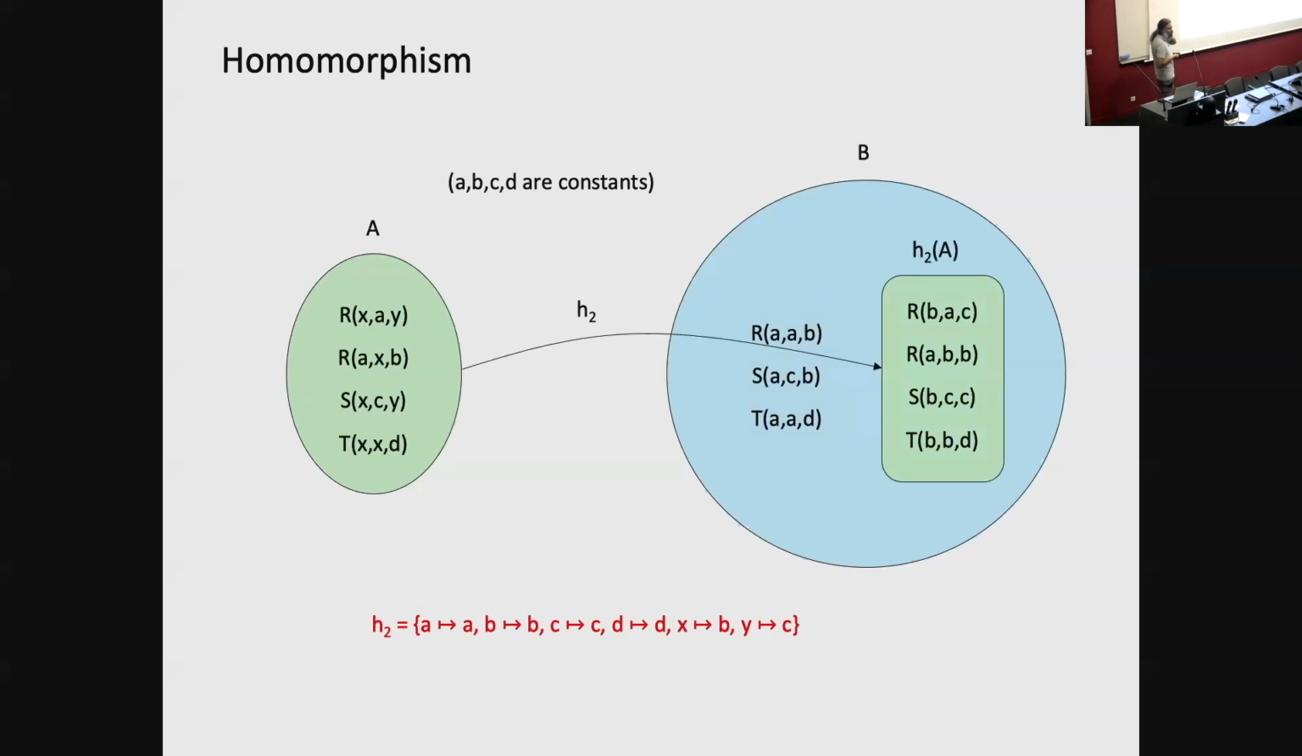So here is another homomorphism, right? If I decide now to map X to B and Y to C, after applying H2 to A, I get this set of atoms, right? So this tells us that we have more than one homomorphism from a certain set to another set, right? And that's it. This is the notion of homomorphism. It's as simple as that. Any questions about that?